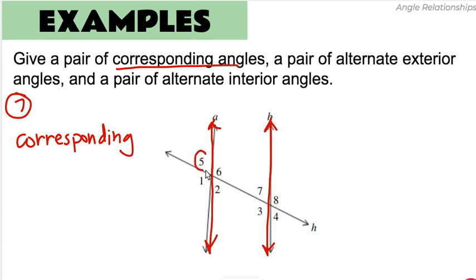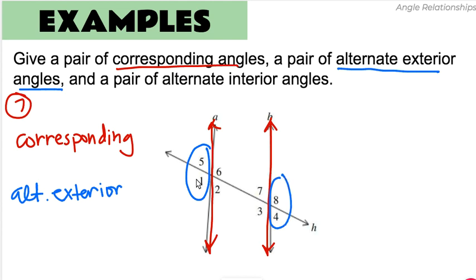Okay, so you could have seen that 5 and 7 corresponded. 6 and 8 could be corresponding. 1 and 3 could correspond. 2 and 4 could correspond. For alternate exterior, we're looking at the outside. And we need to alternate. So 1 and 8 would be alternating exterior angles. Or 5 and 4 would be alternate exterior angles.